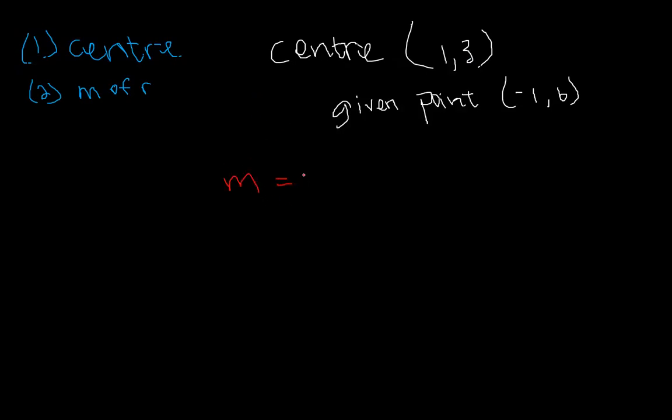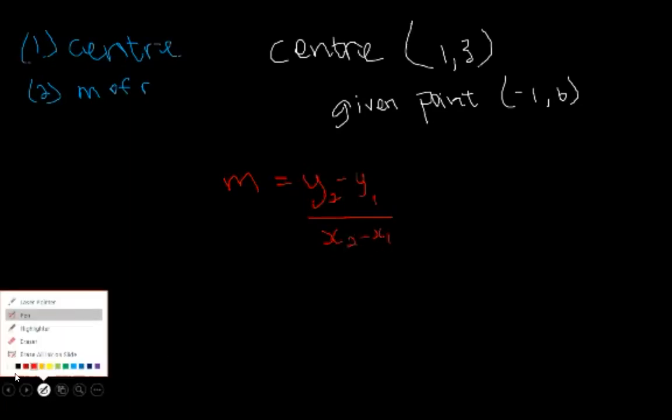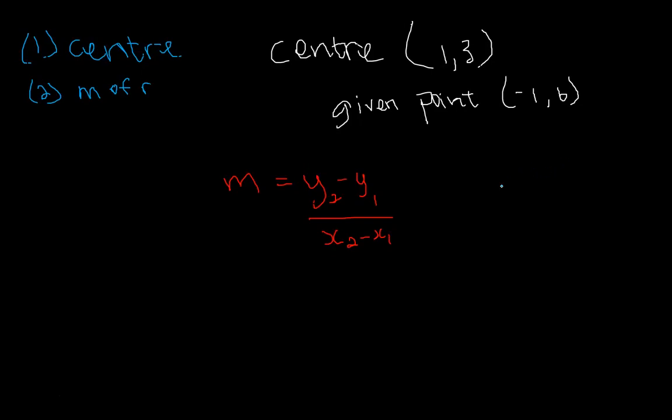We know the formula for gradient is (y2 minus y1) over (x2 minus x1). That's when given 2 points on a line. Let me draw it for you. This is the circle's center, and this is my given point, (-1, 6). We know the radius connects these 2 points. This is my radius. This formula finds the gradient of a line when given 2 points on the line. We know the center, (1, 3), and the given point, (-1, 6), so we can use this formula.